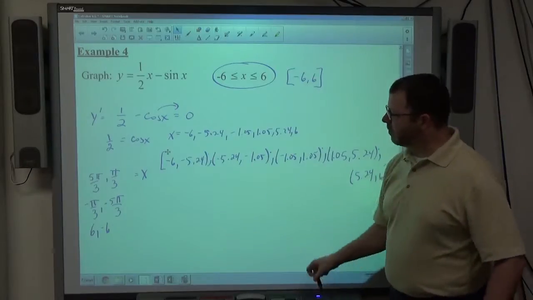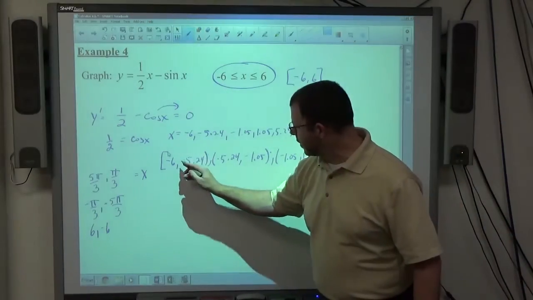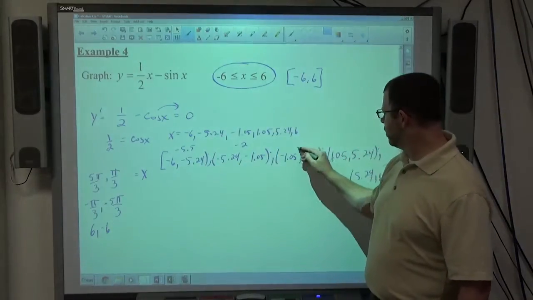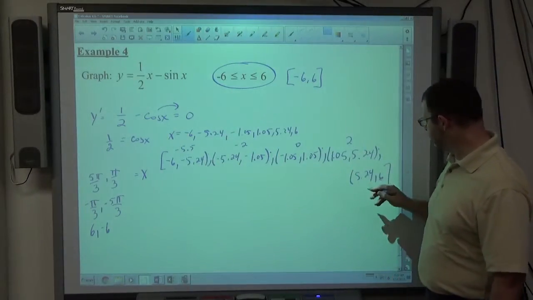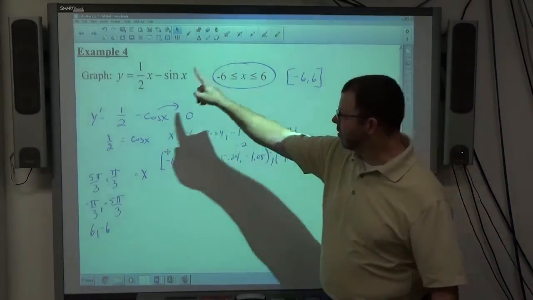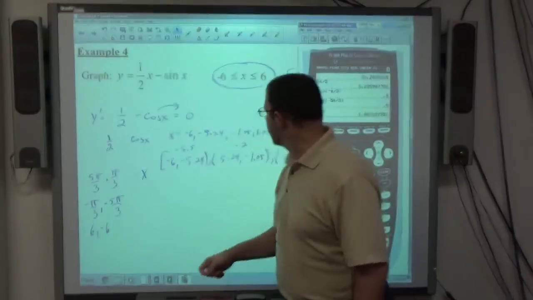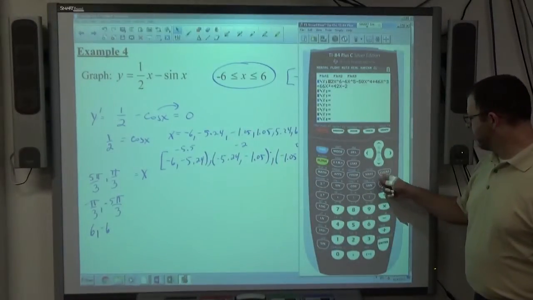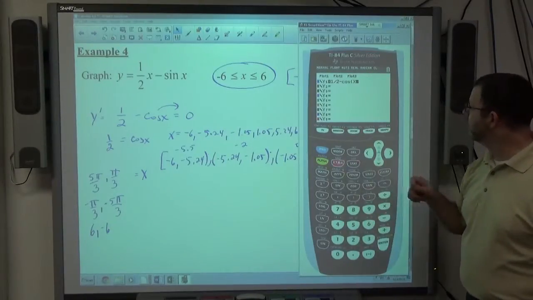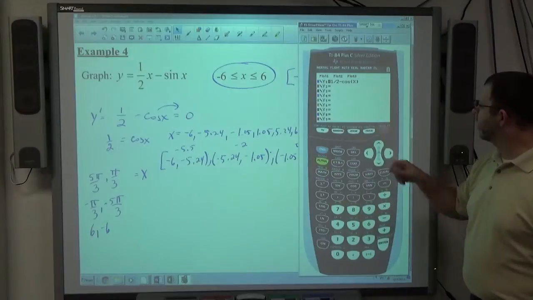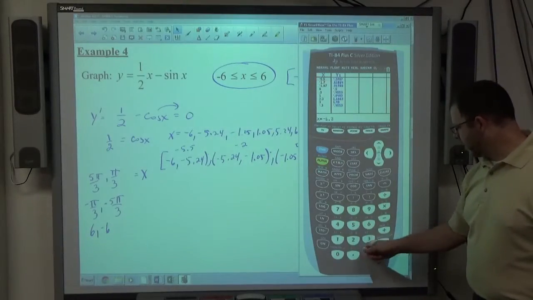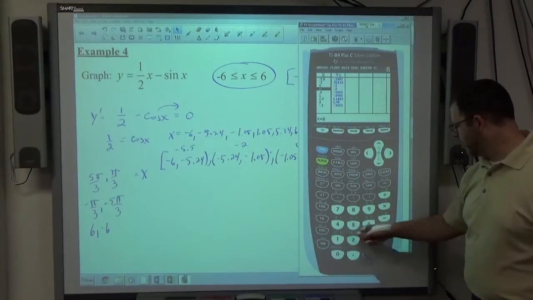And if I do test them, the numbers I'm going to pick are going to be, for this, let's go with -5.5. Let's go with -2. 0 would be fine there, 2 is fine there, and 5.5 would be good here. And what I'm testing is the derivative, and the derivative's function is 1/2 minus cosine of x. So if I type in 1/2 minus cosine of x, go to my graph, my table, and just type in my numbers, -5.5, -2, 0, 2, 5.5.